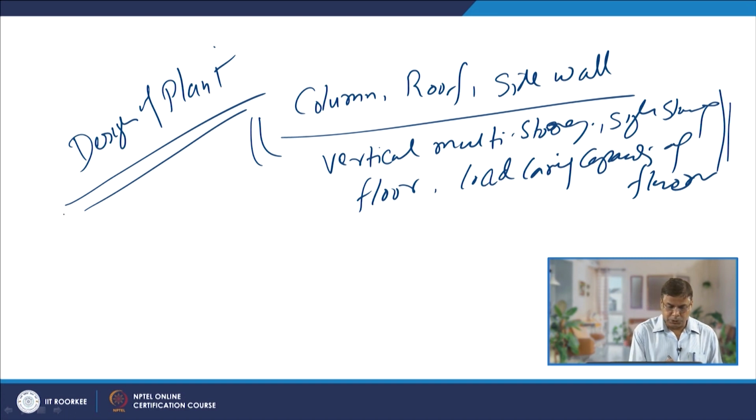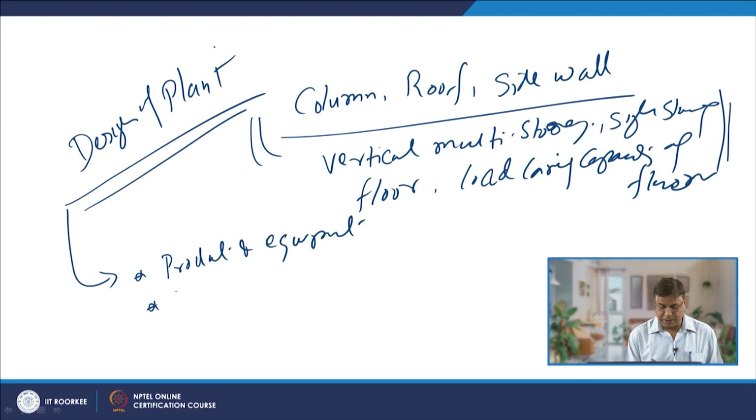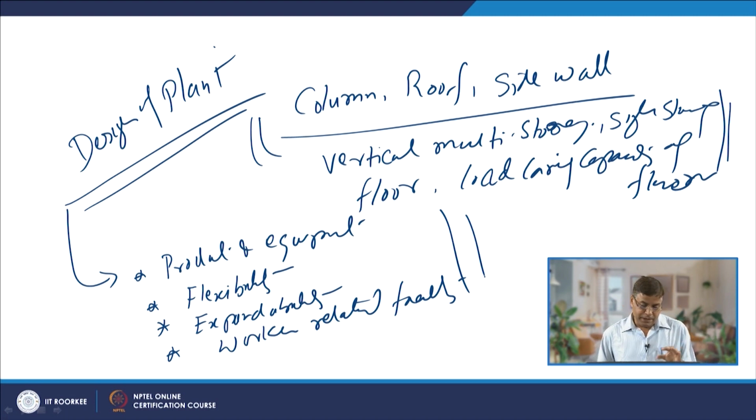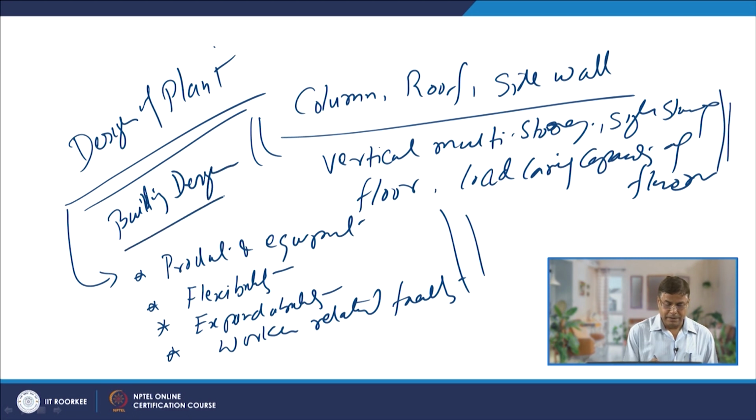So, what are the factors that should be considered when we are looking after the design of the plant or the design of the building? So, that is about the kind of the product and equipment to be used for manufacturing, the kind of flexibility that will be offered by the plant building, the kind of expandability, or expansion related aspects, and then worker related facilities. So, these are the 4 factors that need to be considered when we are looking after the building design, choice of the building or the construction of a suitable building design.